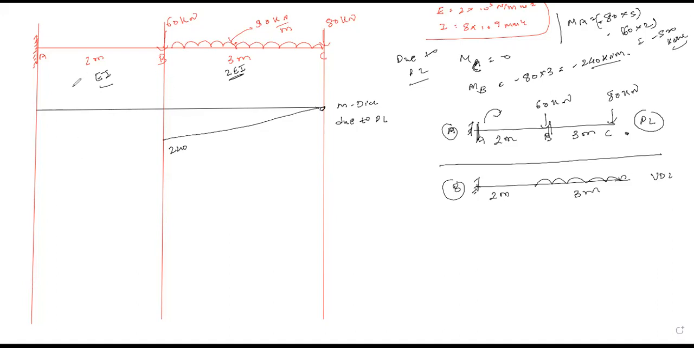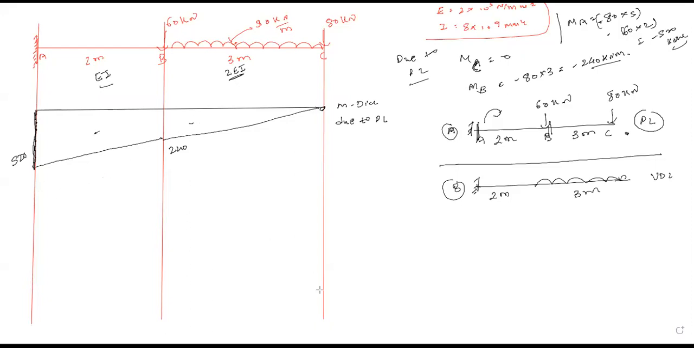Again, there is no load between A to B for the point load. So that's why the shape of the diagram is again an inclined line. That value is 520. Please confirm. Is it clear or not? Negative. Let me draw.